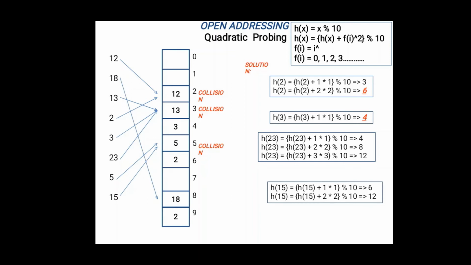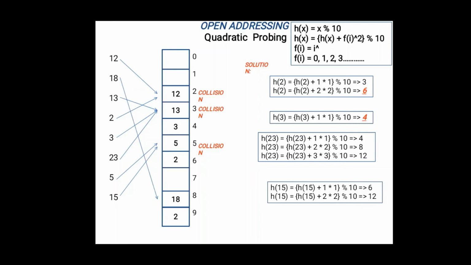So first I will discuss the formula before we calculate that one. The formula for quadratic probing is h of x equals (h of x plus f of i squared) mod 10. So why is there a square there? Because we need to multiply that one. So here let's start to solve the key 2.